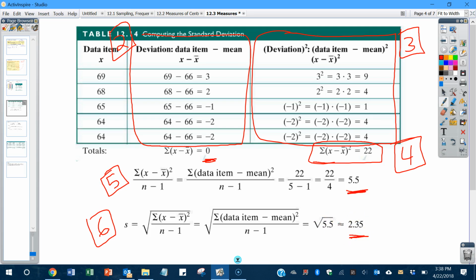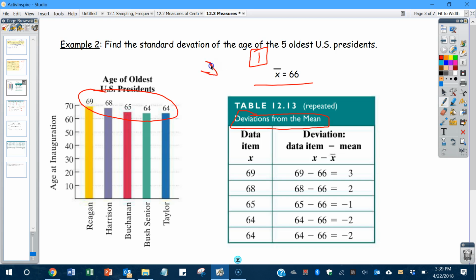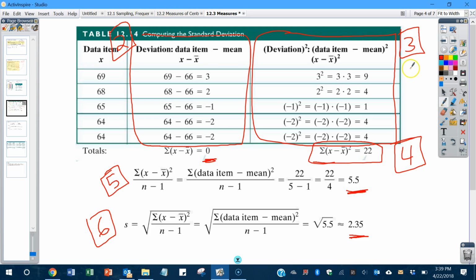So it's an awful lot of steps. It's incredibly messy to do by hand. Most graphing calculators know how to do this. You can stick your data in and tell it to give you standard deviation. Computers know how to do this, which is really helpful. But if you need to do it by hand, these are the 6 steps you need to do. The first one is find the mean. And find the deviations, square the deviations, add them up, divide by n minus 1, and square root that.